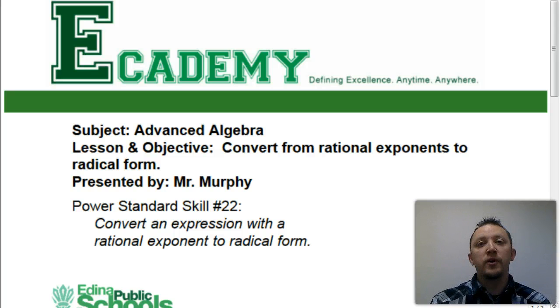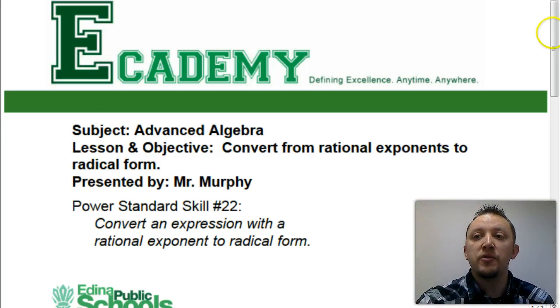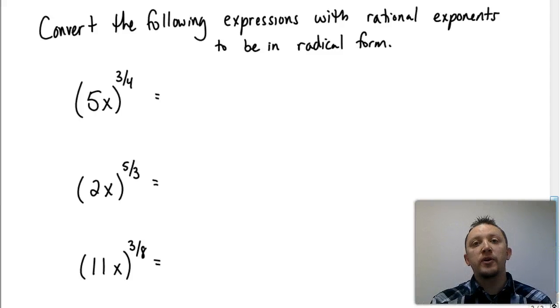In this particular video we're going to be looking at Power Standard skill number 22. In this skill we're going to be looking at how to convert an expression that's dealing with rational exponents and convert it to be in radical form. Some of the examples that we're going to be looking at in a minute will look like this, and this is what we're going to be changing.